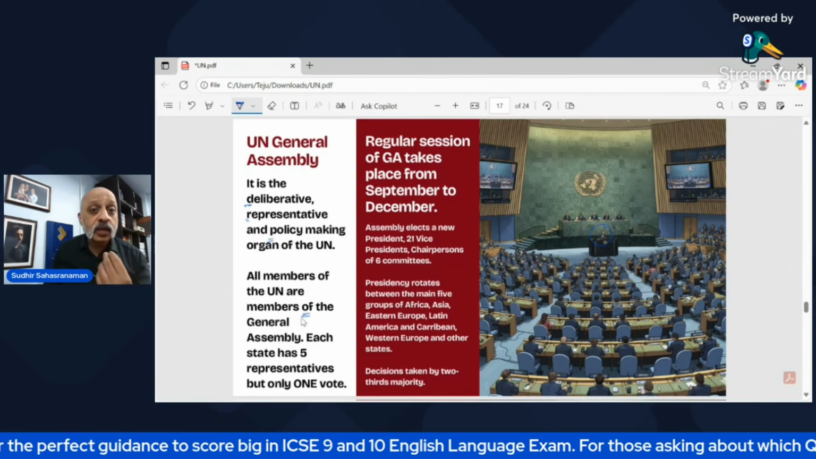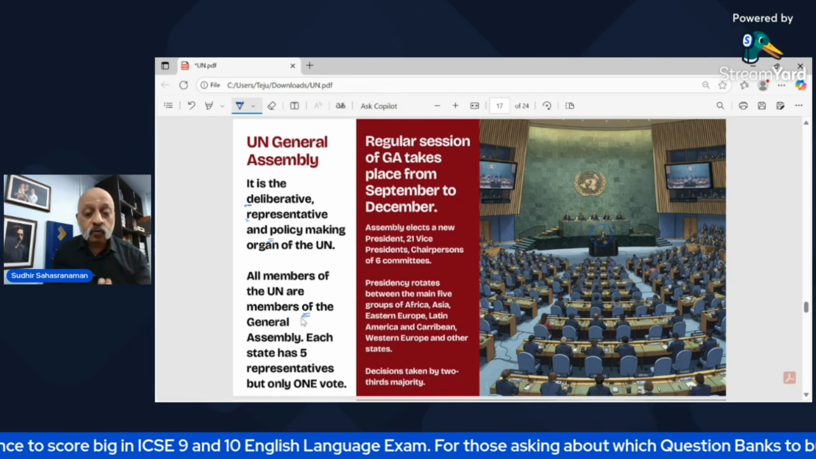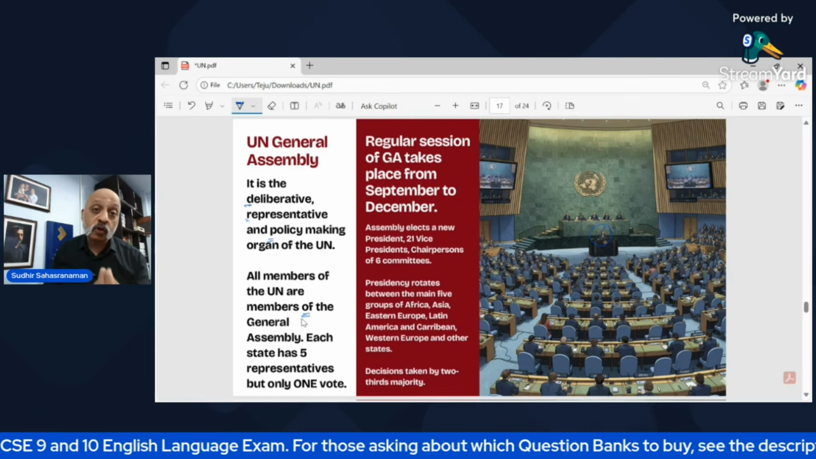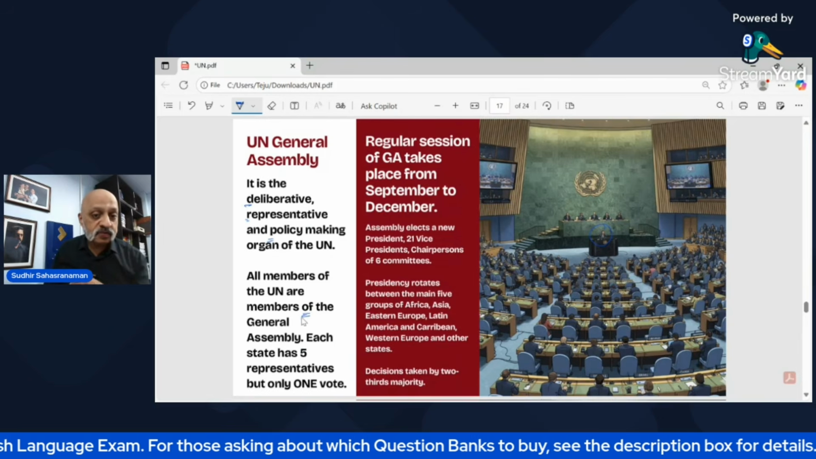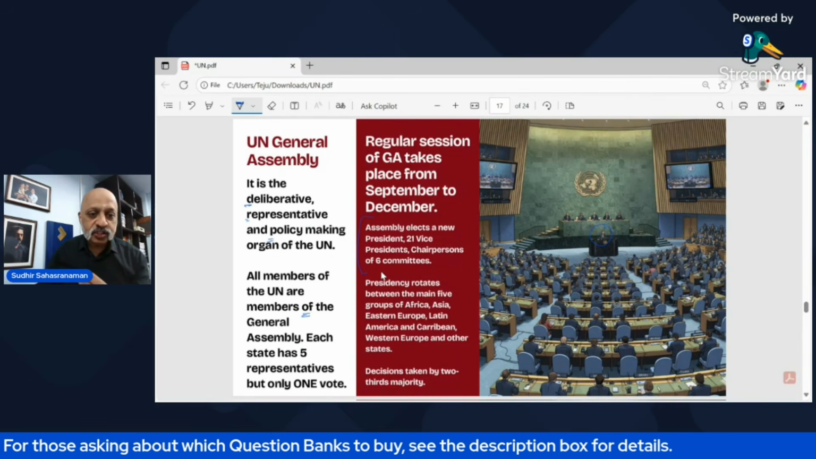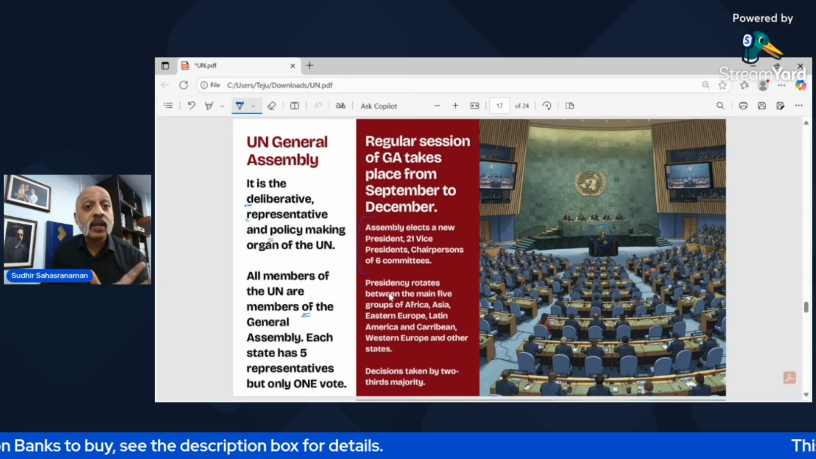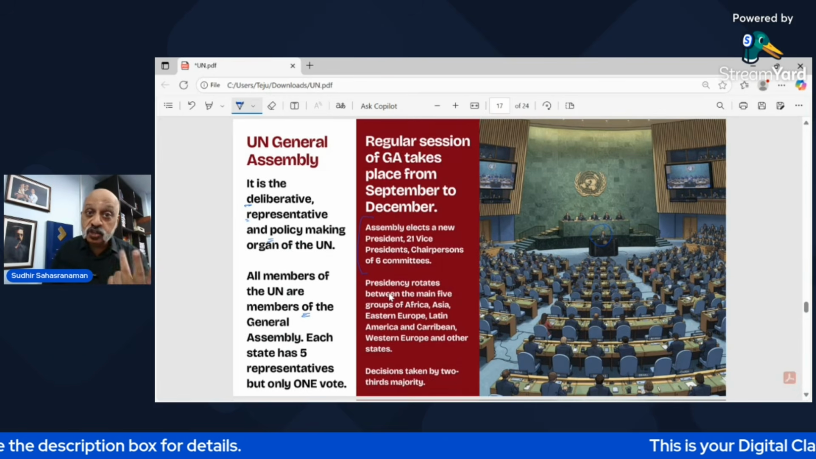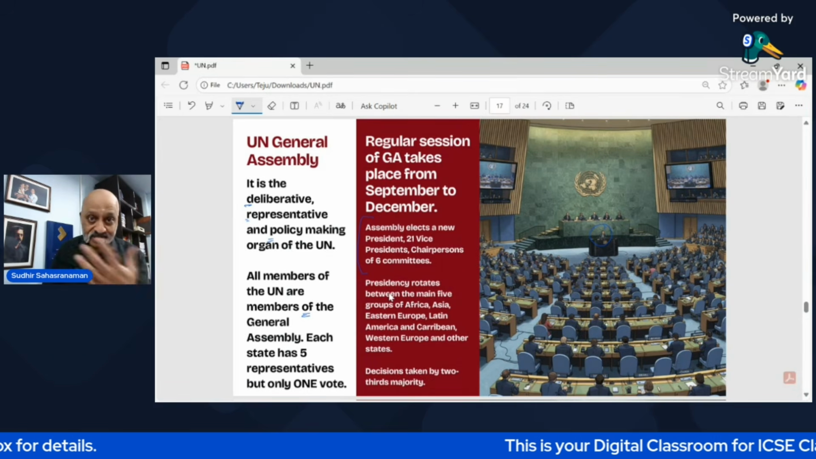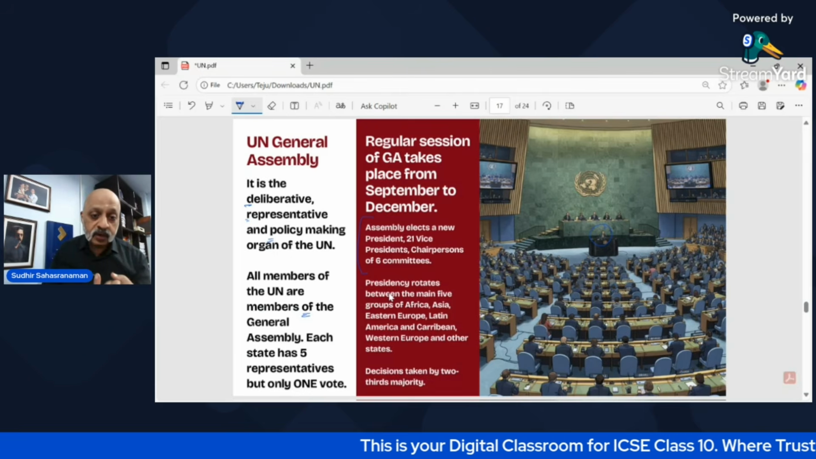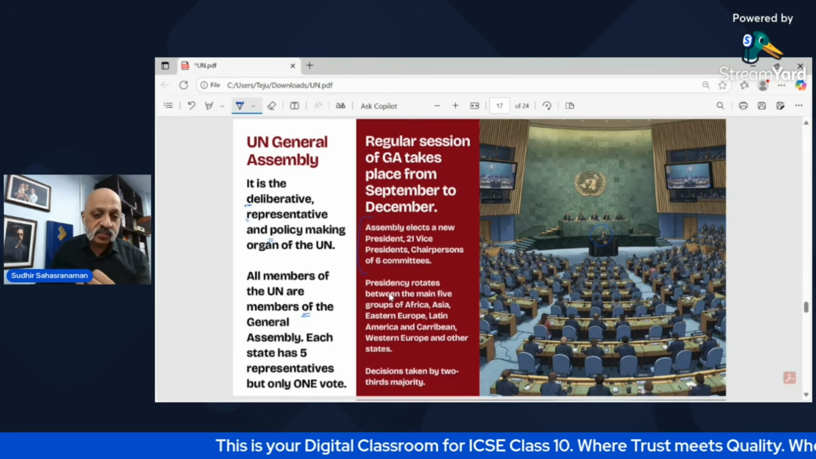The Assembly elects a new president, 21 vice presidents, and 6 chairpersons of 6 committees. So this is the election process. The presidency rotates between the 5 main groups, the 5 main regions: Africa, Asia, Eastern Europe, Latin America, that is South America, and Caribbean, Western Europe, and other states, right?